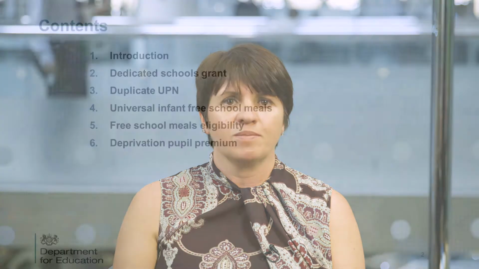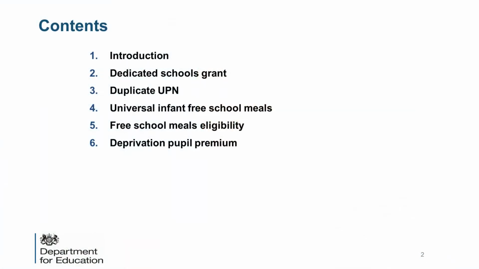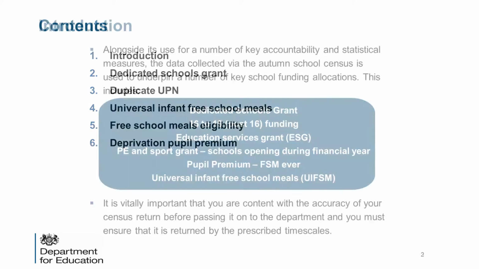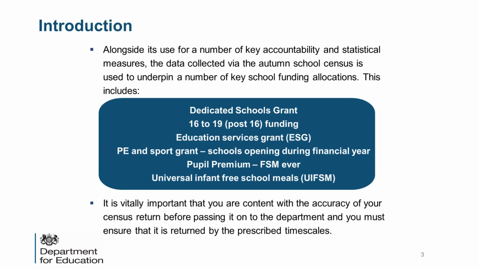This is one of a series of videos related to the school census collection and should be watched in conjunction with the others. This slide lists the topic areas I will be covering during this presentation. The aim of this presentation is to provide an overview of how the information you submit via your school census returns will be used in various funding allocations. It will also describe the tools available for you to use to help ensure you are content with the accuracy of your census return before passing it to the department.